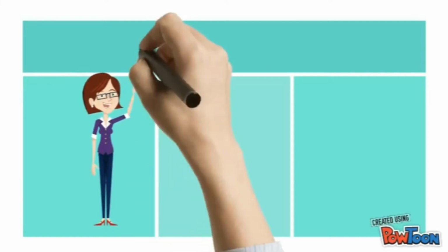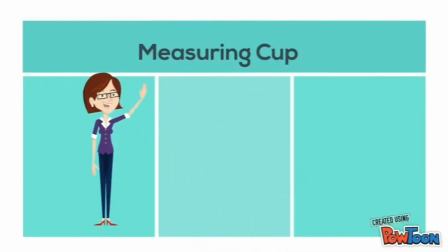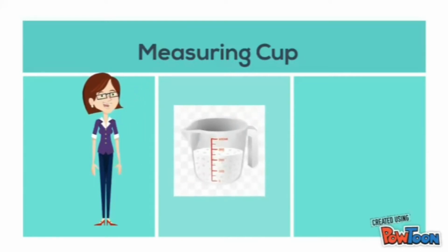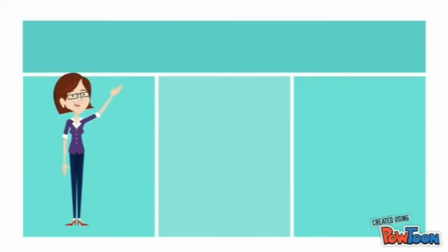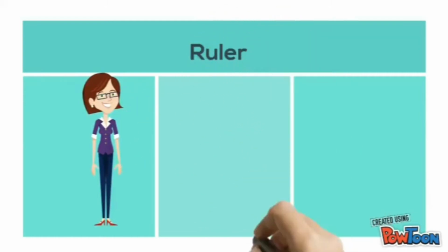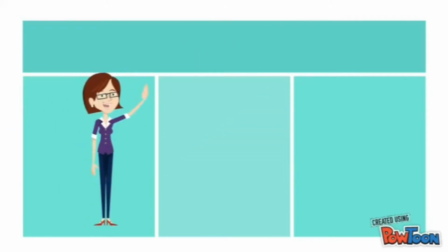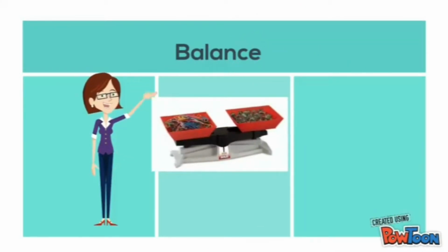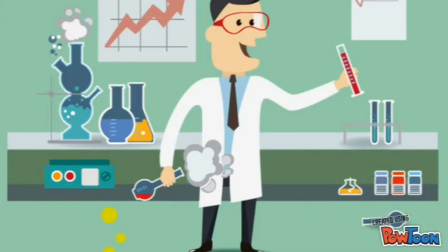You also have a measuring cup to measure different types of liquid. Then you also have a ruler to measure an object in centimeters or meters. Then of course you have a balance to measure the weight of the object in grams or kilograms.